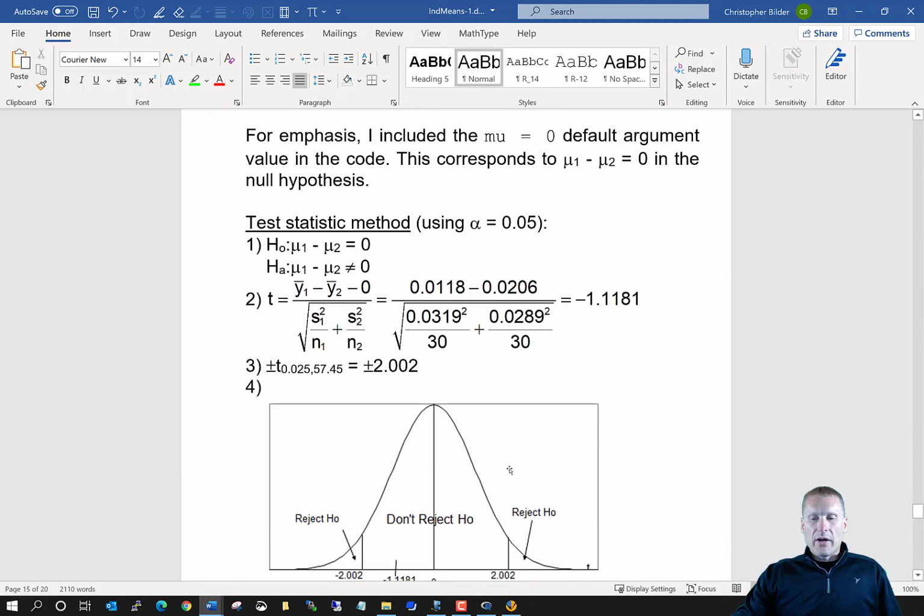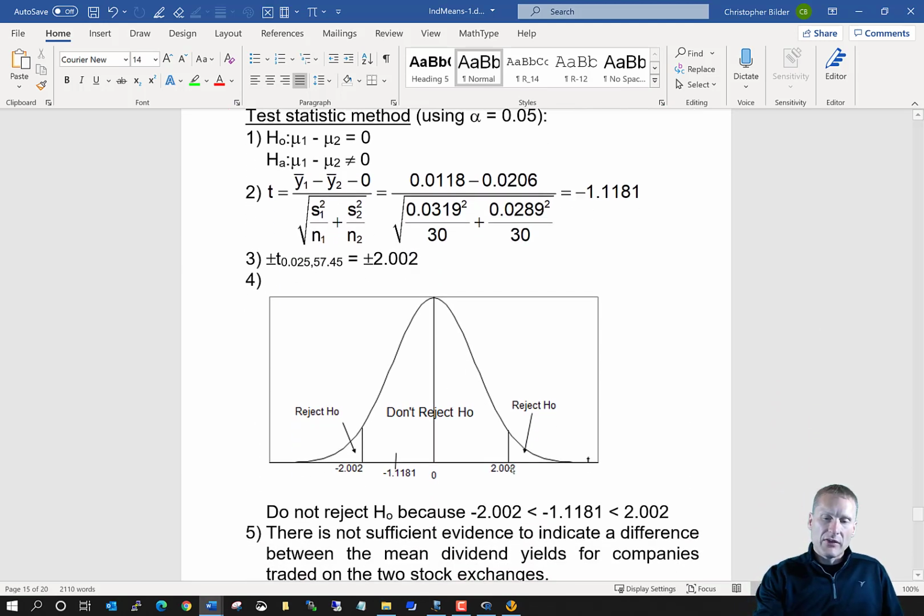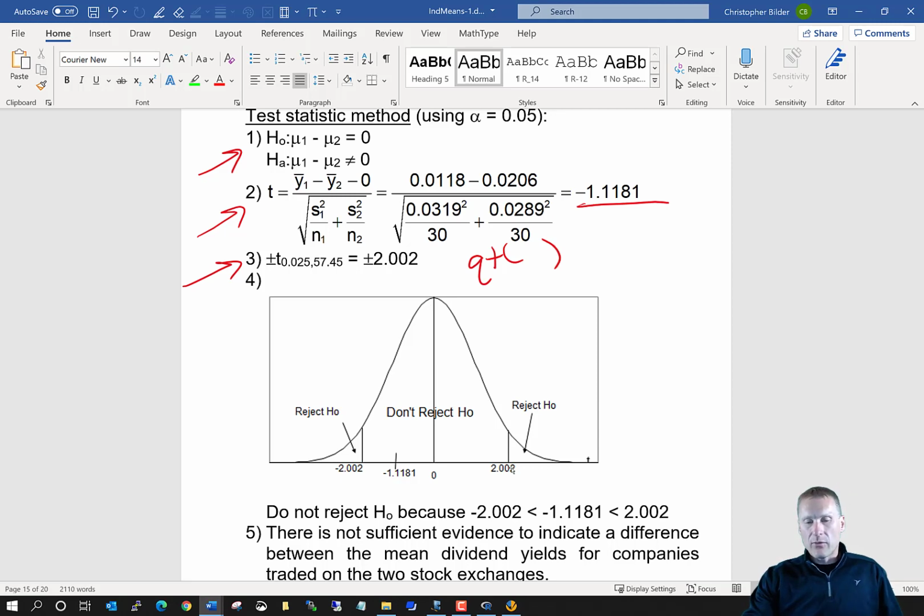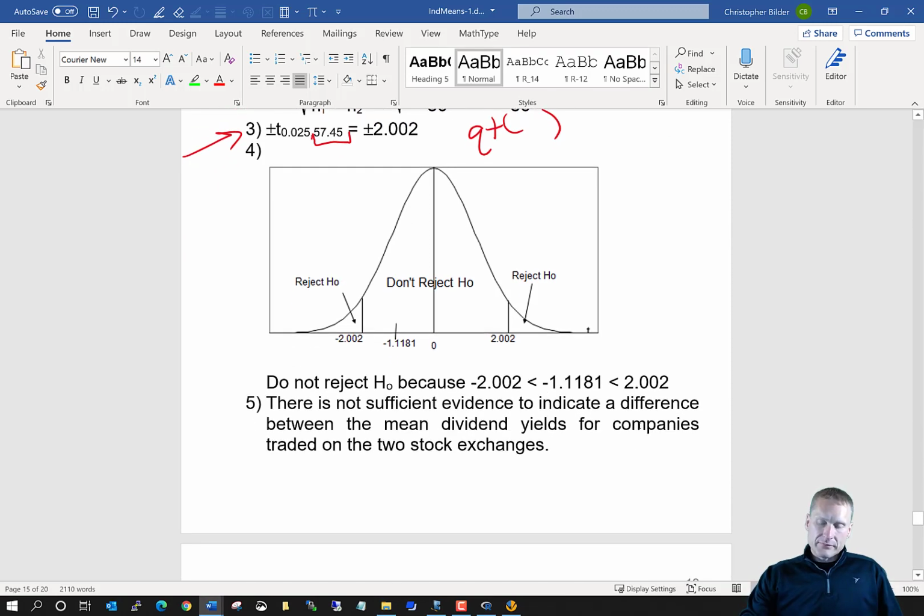So let's formally do the hypothesis test then. Test statistic method, let's state H0 and HA. Step 2, we calculate the actual test statistic, negative 1.12. We find the quantile from a t distribution using the qt function, as we've done many times before. Notice this degrees of freedom there, 57.45. Step 4, we plot everything out. And we can see our test statistic falls in our don't reject region. Here's a critical value. Here's a critical value.